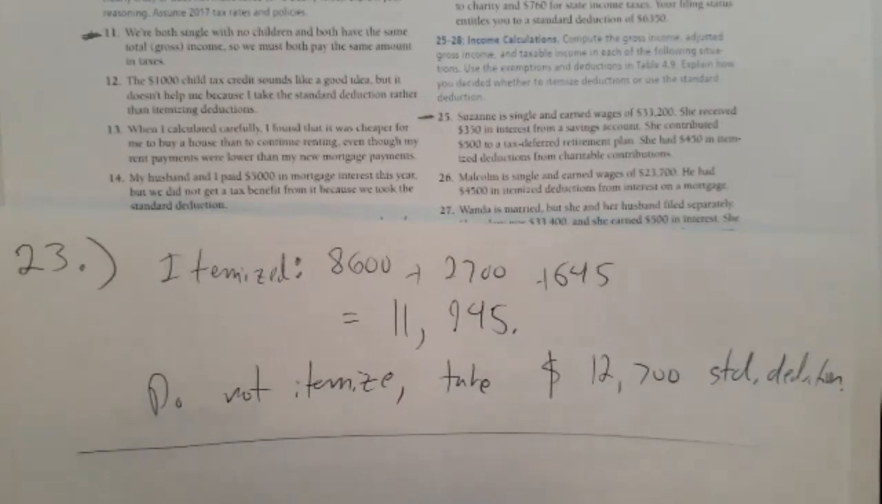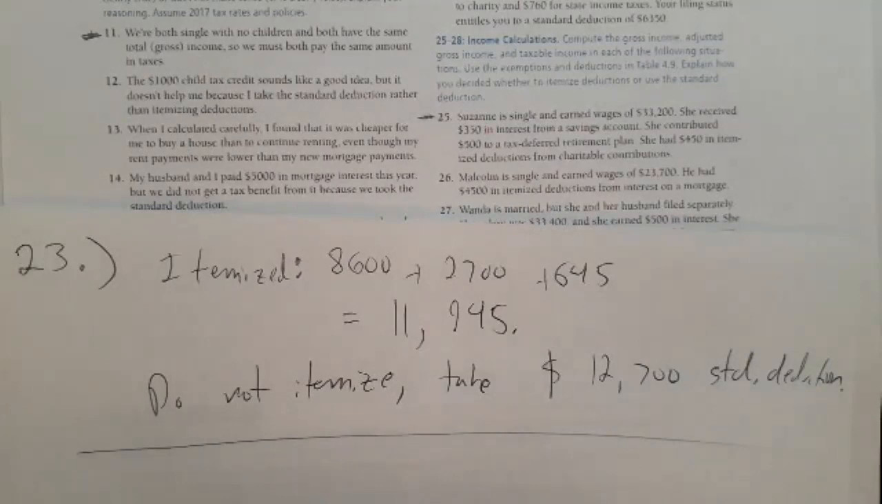Okay, so that was 23. Where am I at now? 25. Okay, so 25 was doing the same thing. It says compute their gross income, adjusted gross income, and taxable income. Use the exemptions and deductions in table 4.9. Explain how you decided whether to itemize deductions or use the standard deduction.